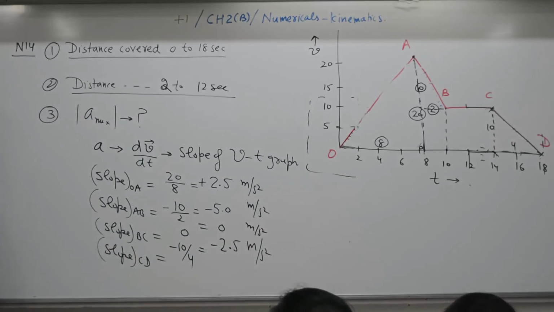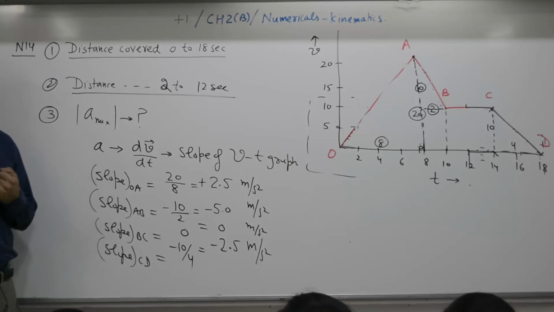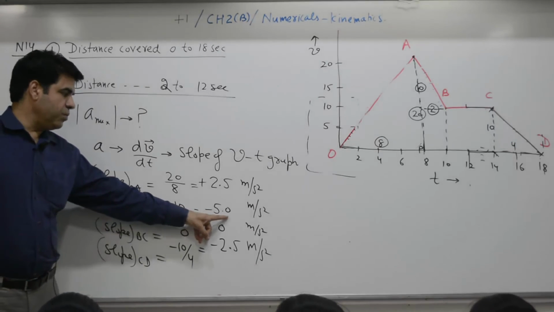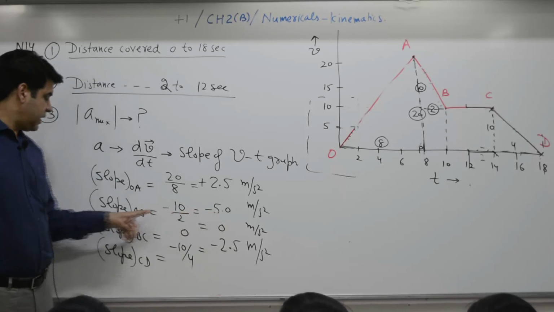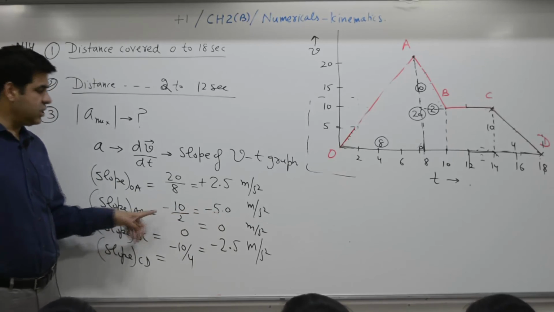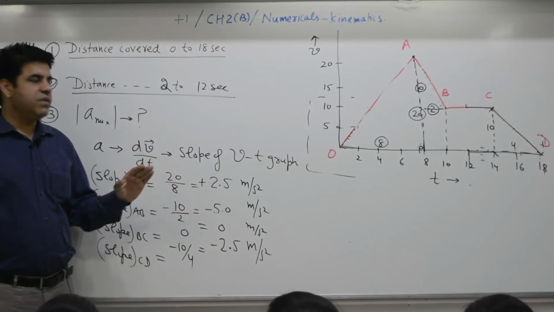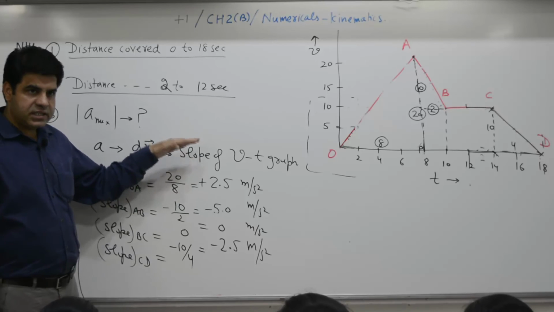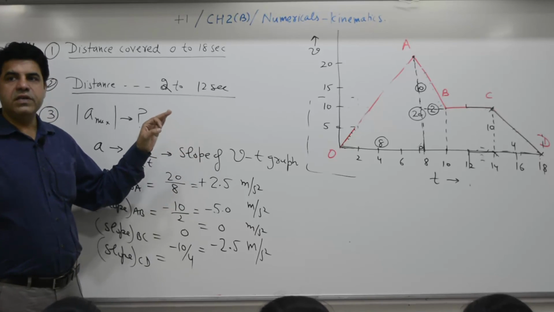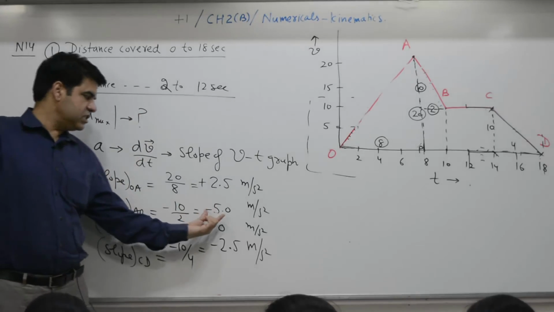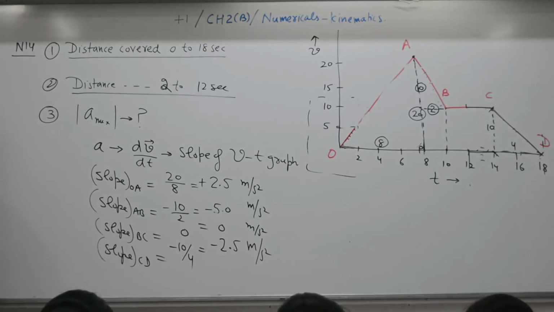The question should be magnitude of acceleration. If you say magnitude of acceleration, then A to B is the right answer. Slope during A to B is how much? Minus 5. Magnitude of acceleration is maximum. Otherwise, whether it is acceleration or retardation, we say acceleration. Magnitude of acceleration is maximum when it is minus 5. So its magnitude will come out to what? 5, but here it is written as minus 5 meter per second square.